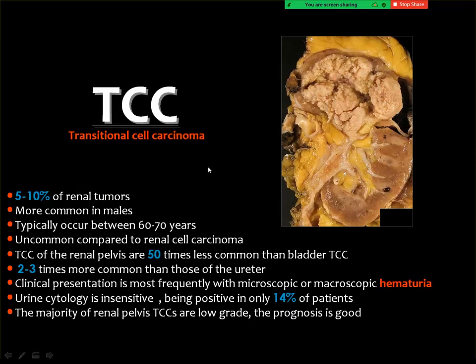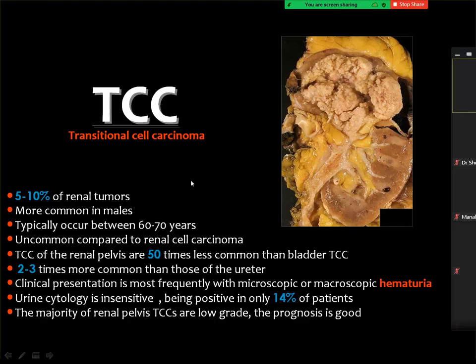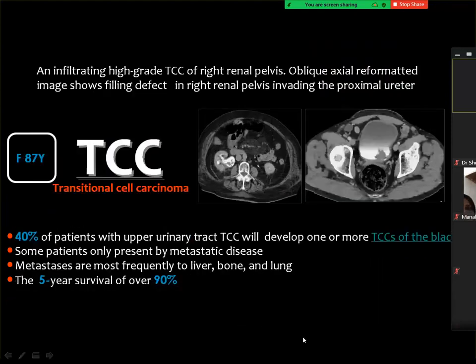Transitional cell carcinoma is now known as urothelial, or the better name is urothelial tumor, and it represents about 5 to 10% of the renal tumors, more common in males at the elderly age, uncommon compared to the renal cell carcinoma, which is more common. The tumor arises in the renal pelvis or in the calyces, and the patient may present by microscopic or macroscopic hematuria. Urine cytology is insensitive for the presence of malignant cells, and the majority of renal pelvic urothelial tumors are low grade and of good prognosis.